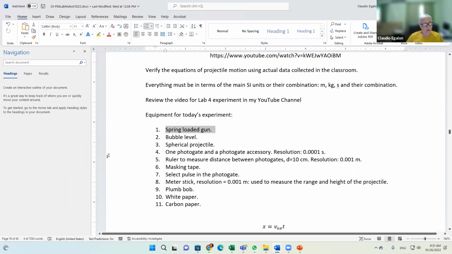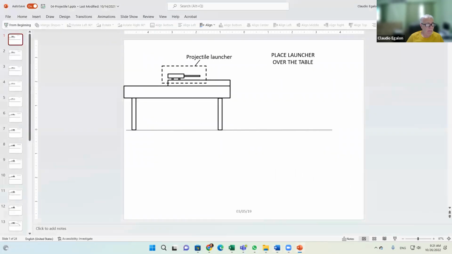So we have a very strong spring that goes inside the gun. We load the spring, and there is a trigger mechanism to release the spring. And once we release the spring, the projectile is propelled, okay? Can you picture that? Here you go, that's the projectile launcher. There is a spring inside this device that's not shown.